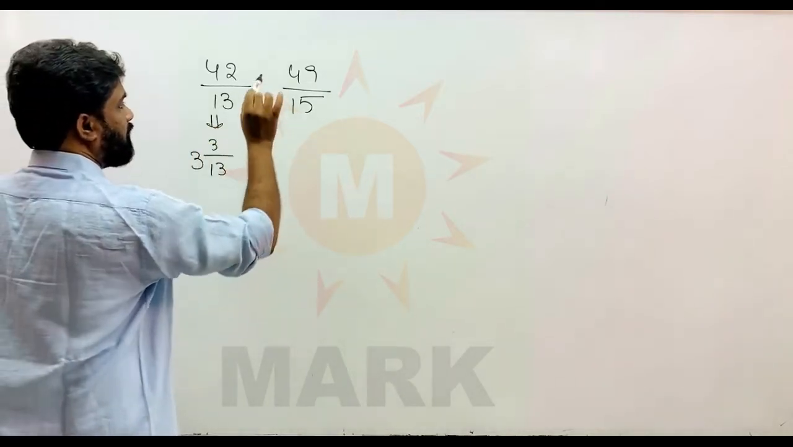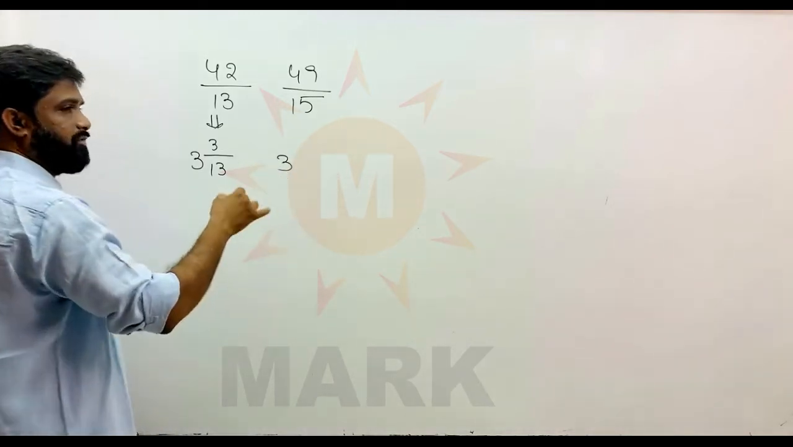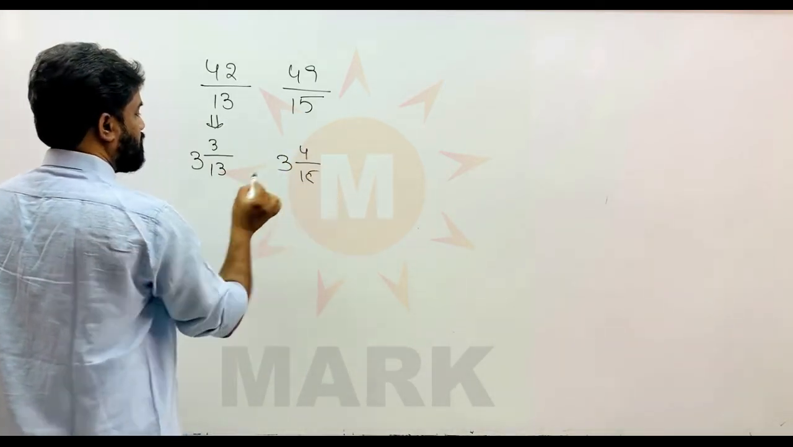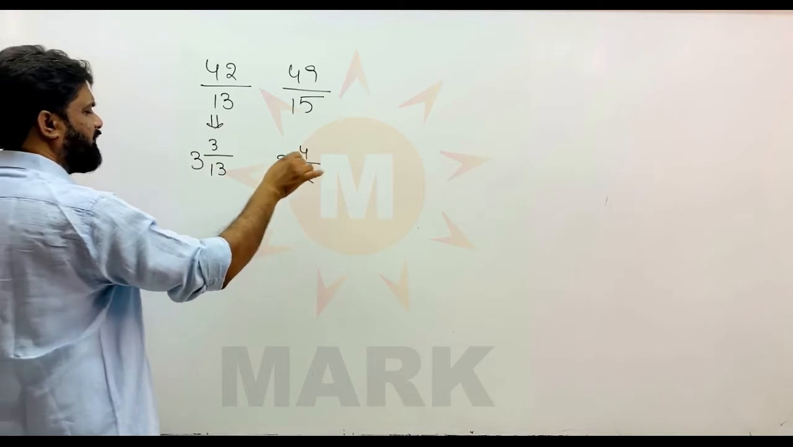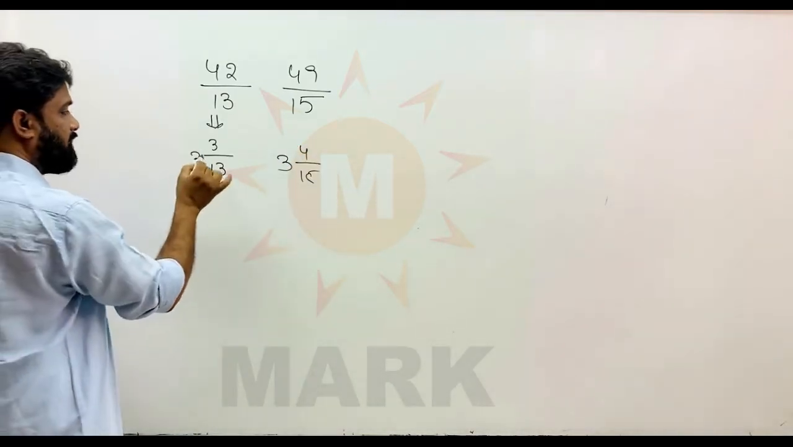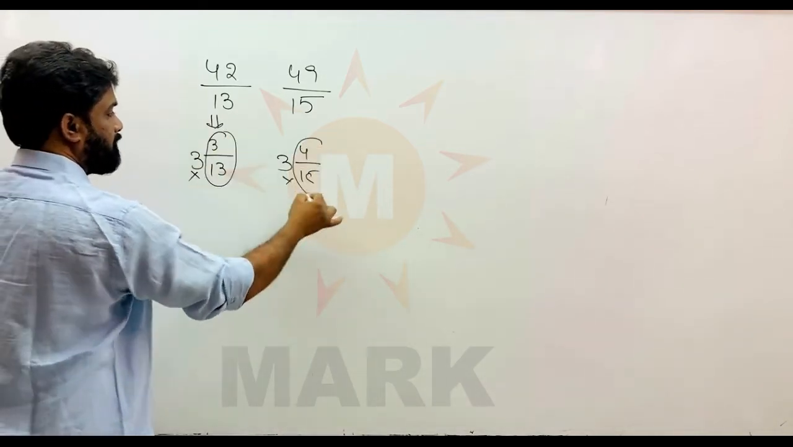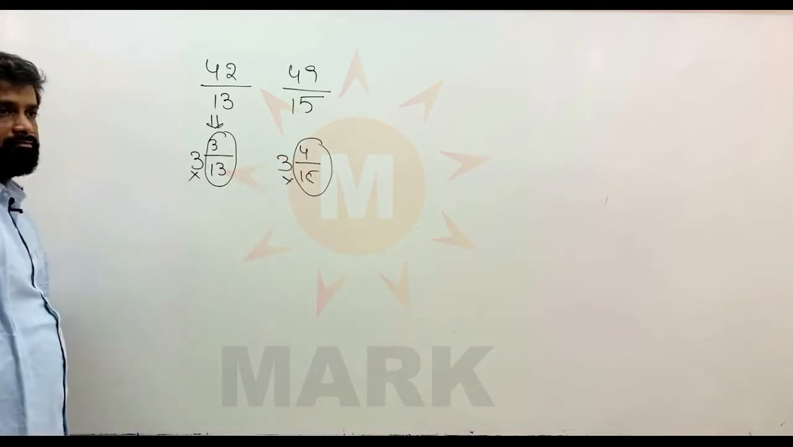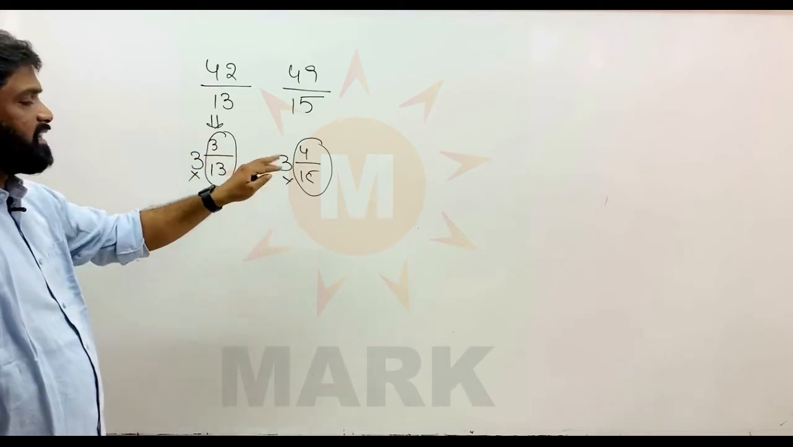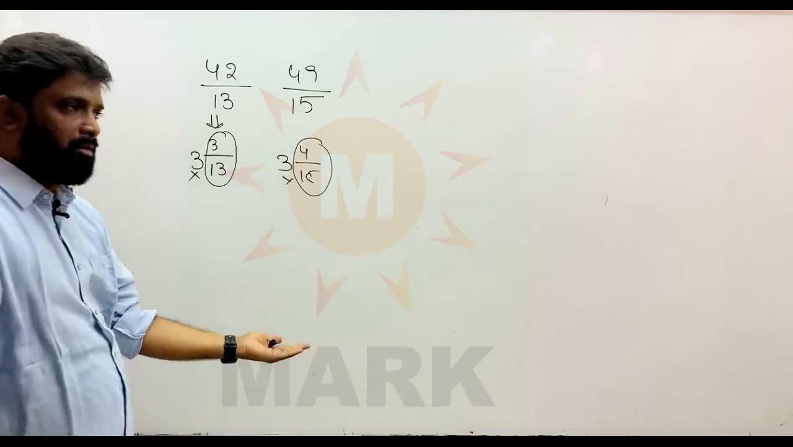Now coming to 49 by 15, 15 also goes 3 times first. 15 3s are 45. Then here comes the remainder, that is 4 by 15. So clearly 3 whole 3 by 13, 3 whole 4 by 15. If you convert into decimals, the whole integral part is okay, 3 and 3. The thing is in the fraction only. 3 by 13 and 4 by 15, because the whole integral part is 3, whichever fraction is highest, obviously that improper fraction will go to the highest value. So we came back to the proper fractions again.